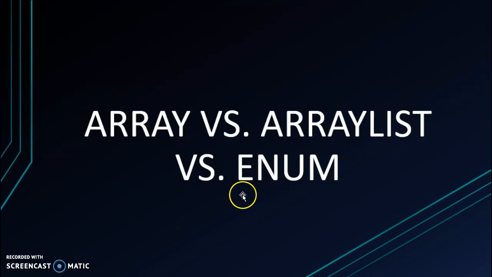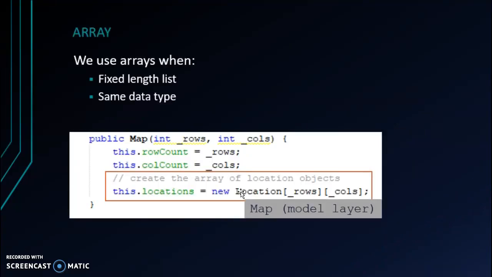Arrays, array list and enum. An array is a data structure that is used to store a fixed size collection of elements of the same type. In Java, arrays are objects of the array class. Arrays can hold primitive data and objects. The map class is an example of an array.